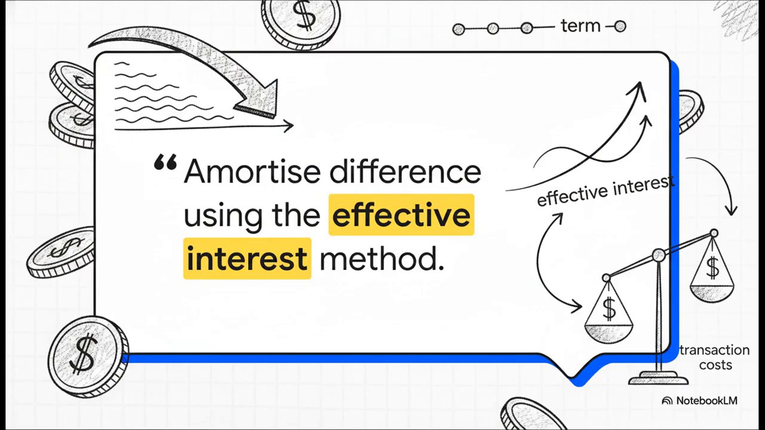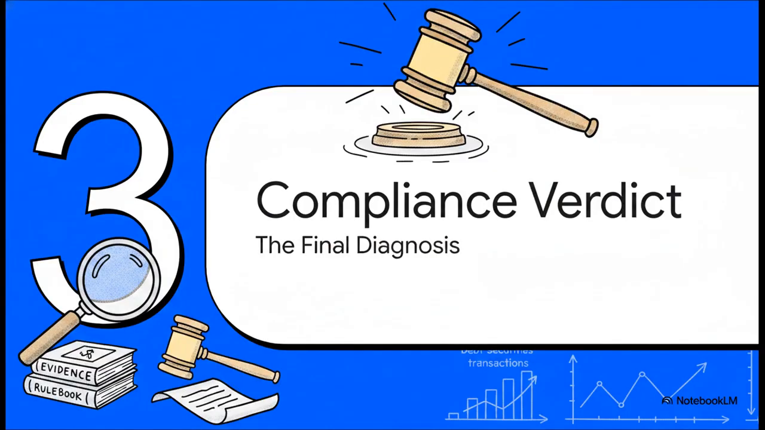If you're just relying on the nominal contract interest rate, you're totally ignoring the economic reality that those transaction costs changed your actual effective yield. Okay, moving to Section 3, the compliance verdict. We've got the evidence, we've got the rulebook, it's time for the diagnosis.